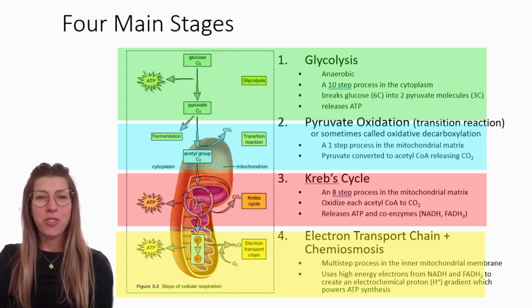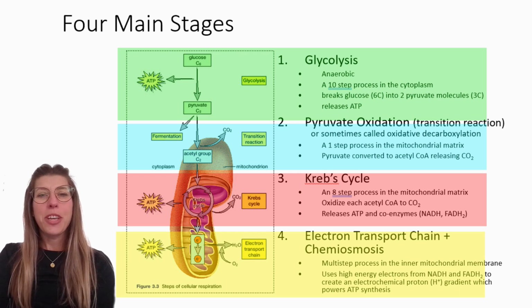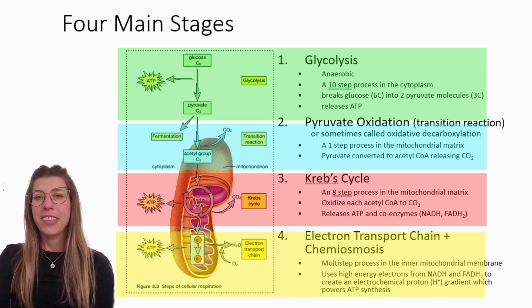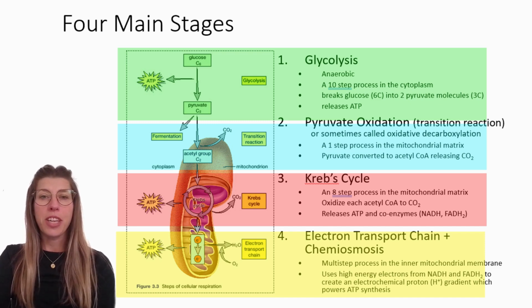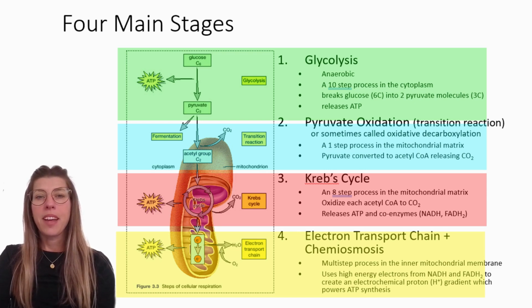Stage 3 is the Krebs cycle. So this is cyclical. It keeps happening. This is an 8-step process within the mitochondria. It takes that acetyl-CoA from stage 2 and it oxidizes it to carbon dioxide. And this is where quite a bit of ATP is released, as well as coenzymes that are required for the 4th and final step, which is the electron transport chain and chemiosmosis.